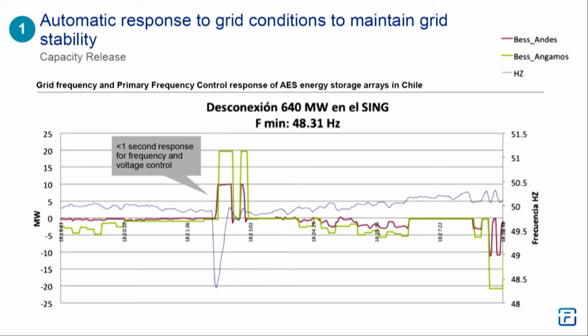And what you see on the grid, the blue line is the frequency of the grid. That steep dip you see in the middle of the page is where something has happened. A generator's tripped offline, you've lost a transmission link, frequency of the grid starts to drop. The energy storage systems, the green and red lines, detect that. They automatically begin injecting energy into the grid, support the load, maintain stability of the grid until the system is redispatched. 10, 20 minutes, maybe up to an hour. The energy storage system then goes back into standby mode, recharges, is ready to go for the next time.